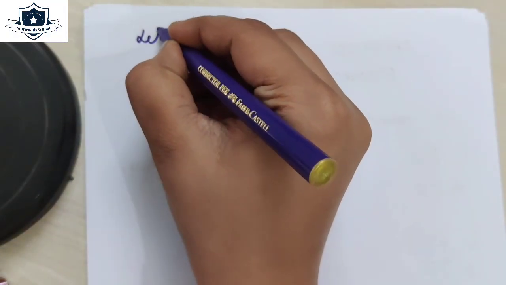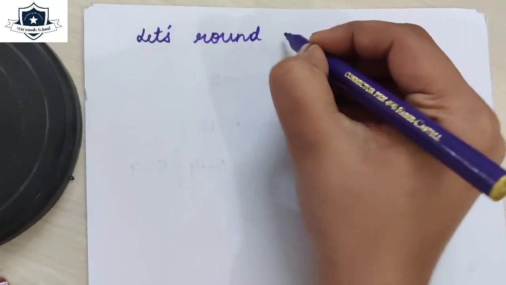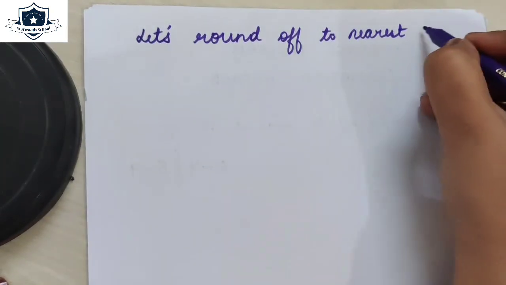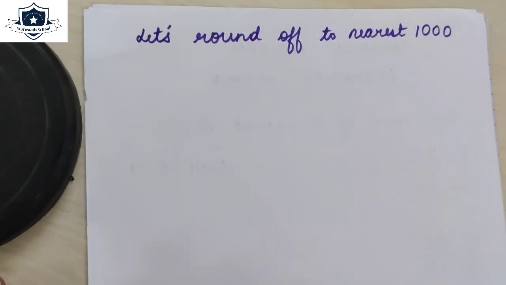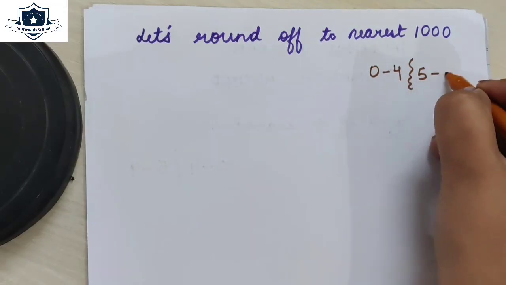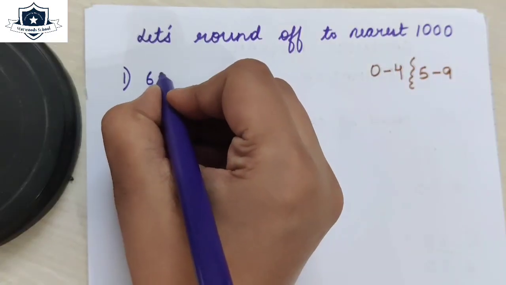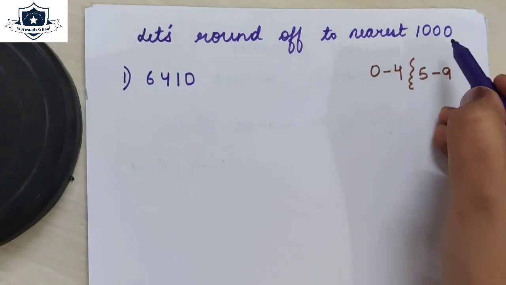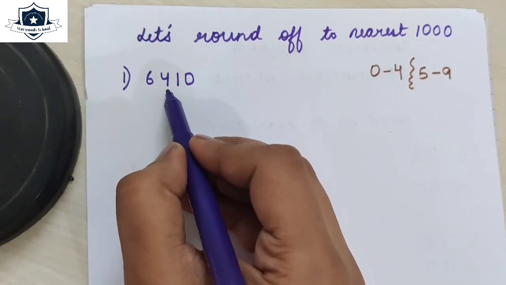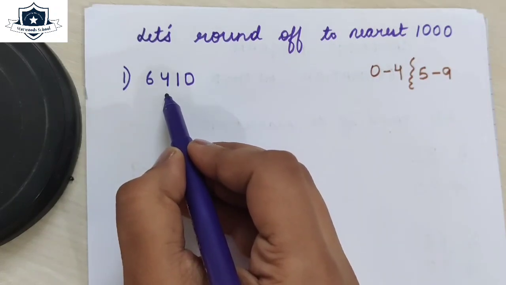Let's take another example. Let's round off to nearest thousands. Okay, don't forget the rule. 0 to 4 is one bracket, 5 to 9 is the other bracket. So first example is 6410. So in thousands we have 3 zeros, we'll see the third place. Now this comes in 0 to 4 bracket or 5 to 9 bracket. This is coming in 0 to 4, the lesser bracket.